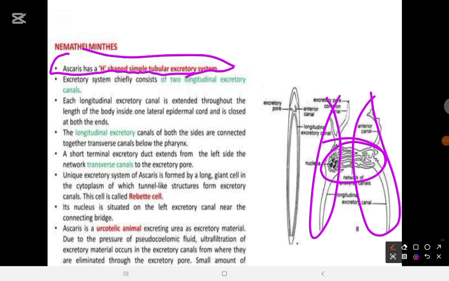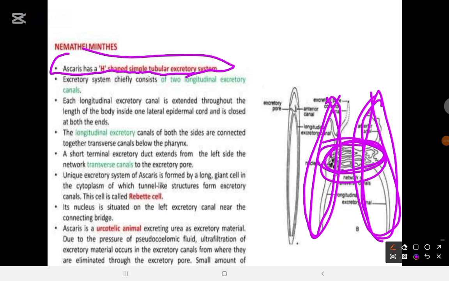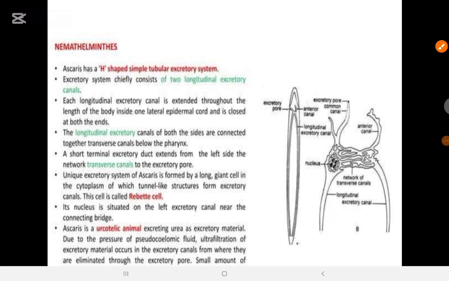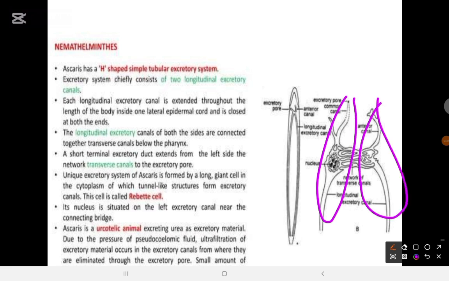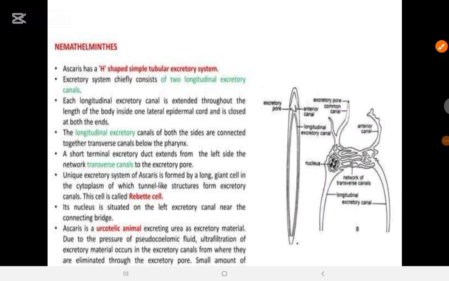So we are saying that in roundworms or nematodes, the waste removal happens through both diffusion and a simple excretory system made of lateral excretory canals, and of course they are joined together by a network of transverse canals. So we have both lateral canals and transverse canals. And these transverse canals have pores that open posteriorly.